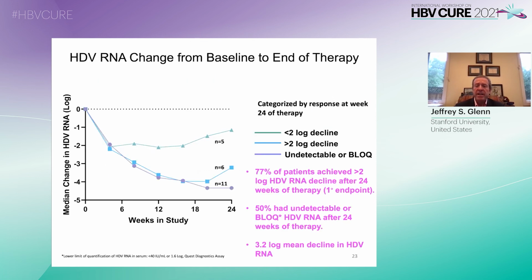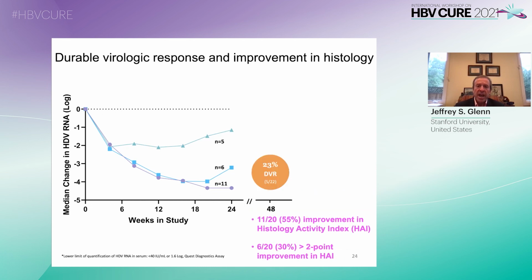And so the top line data is 77% of patients achieved the primary endpoint. 50% had undetectable HDV RNA, and this is just after 24 weeks of treatment. So very dramatic data, with an overall mean log decline of over 3 logs at 24 weeks. And importantly, in the follow-up, 24 weeks after stopping treatment, there was a 23% durable virologic response. And over half the patients had improvement in the histology activity index, with 30% having over 2-point improvement in HAI.